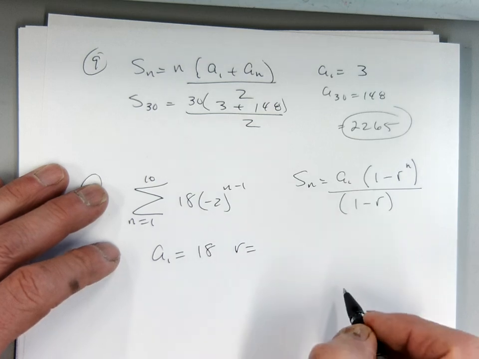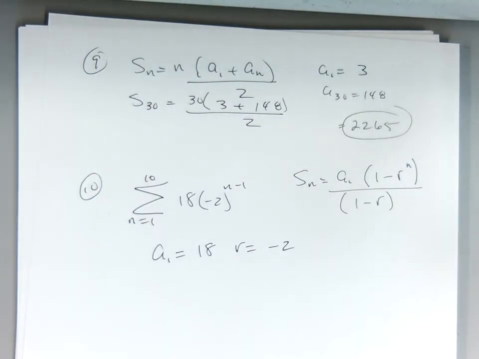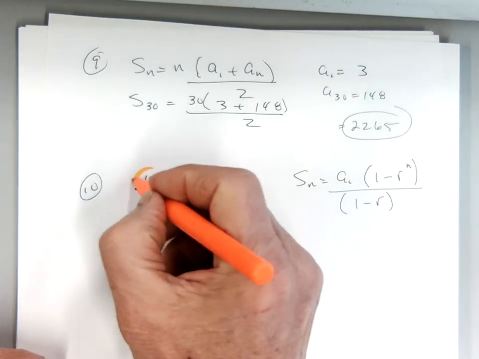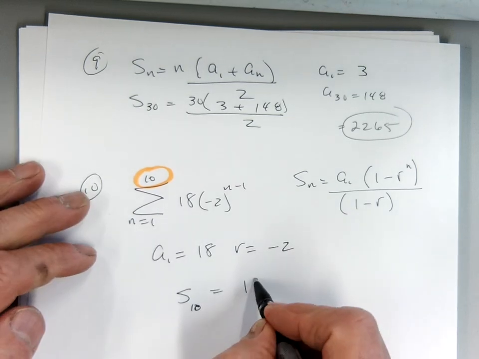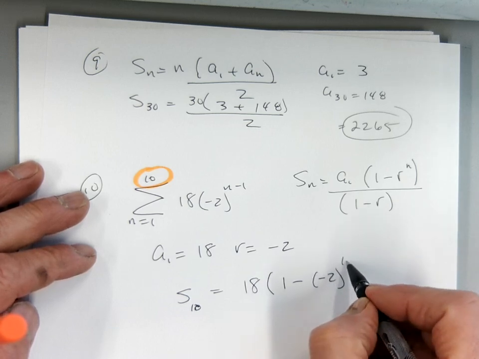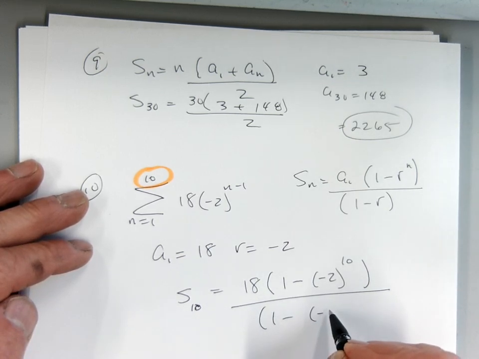What's r? It's negative 2. It's in the exact same position as in the formula. There's A1, 18. There's r, negative 2. Makes it easy, right? So I'm going to go S of 10, because there are 10 terms. S of 10 equals A1, 18, times 1 minus negative 2 to the 10th power, divided by 1 minus negative 2.